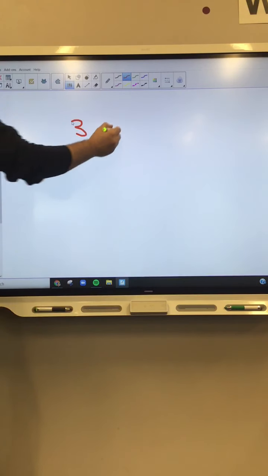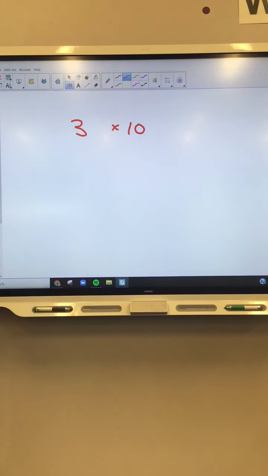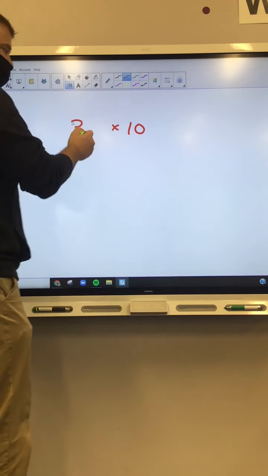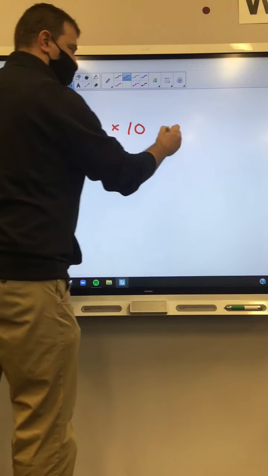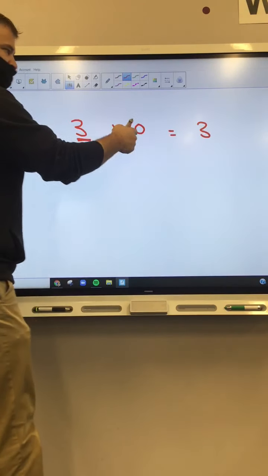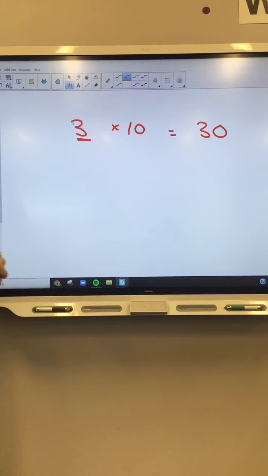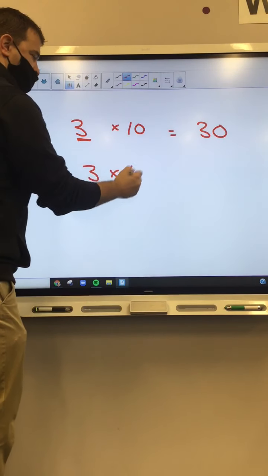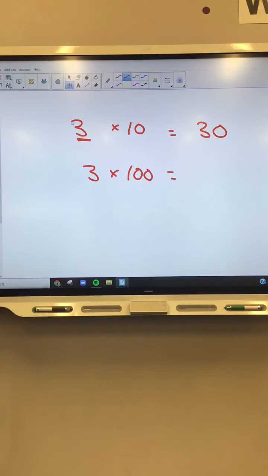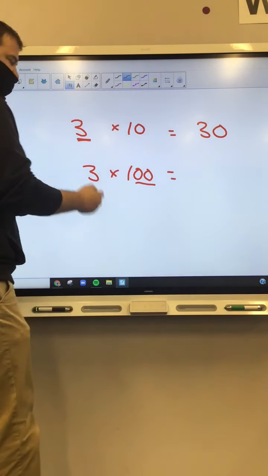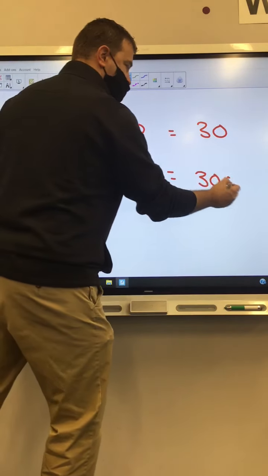If I took a number like 3 and said, I'm going to multiply it by 10, what's happening? Sam? I'm adding a 0. So I'm just taking the same base of 3, but then I'm adding a 0 to the end of it. Okay, what if I took 3 and I multiplied by 100? Yeah, I've got 2 zeros here, so I take my same base of 3 and add 2 zeros.